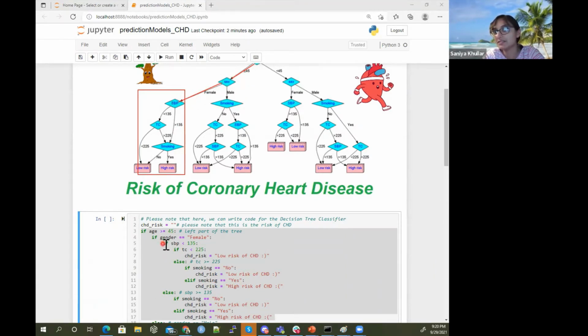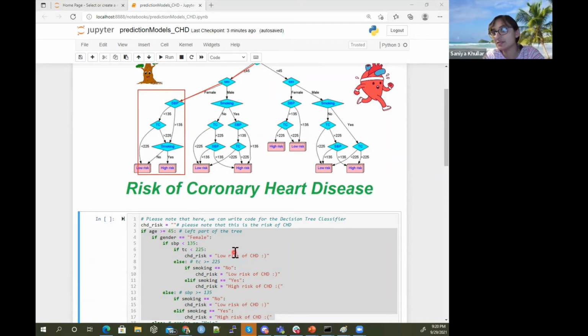Then we can check systolic blood pressure next, and see if it's greater than 135, then we're coming here. Otherwise, greater than or equal to 135. Otherwise, if it's less than, then we're checking total cholesterol level. If this is already less than 225, then we have a low risk of CHD.